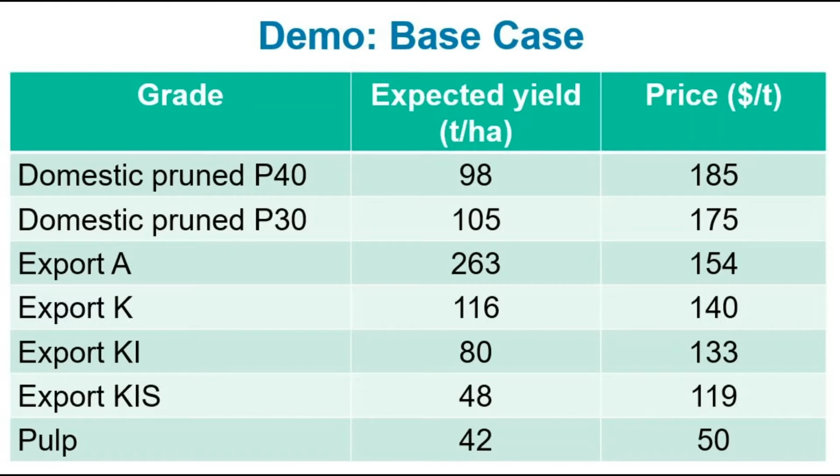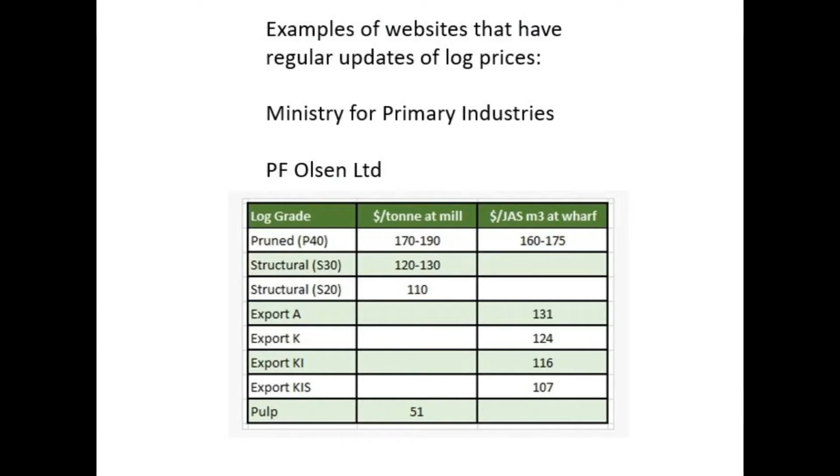On the logs page, we will be entering information about the log grades that are likely to be harvested from the woodlot. This includes the expected yields and the expected wharf gate or mill gate prices for the logs. In our demonstration woodlot, this information came from a pre-harvest inventory assessment. If an assessment has not been carried out, one of the growth and yield calculators on the FGR website could be used to obtain the yield information. There are also a number of New Zealand websites that provide recent log price data.